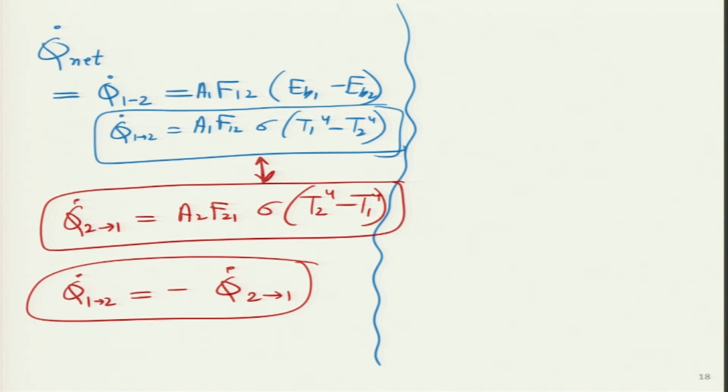I hope this concept is clear. I am doing it a little bit slowly over here. This is the final result that we got. I will put a red star over here. This is the final result that we have obtained, and this is true for a black surface.